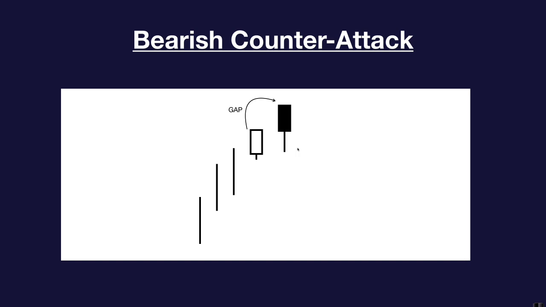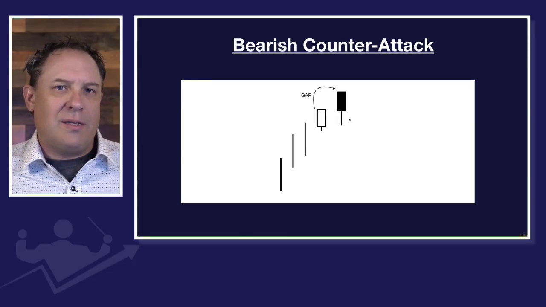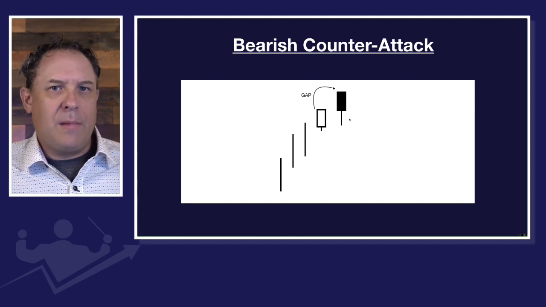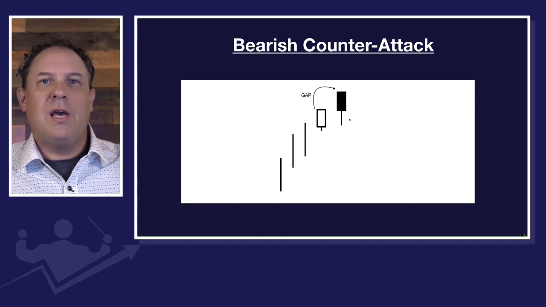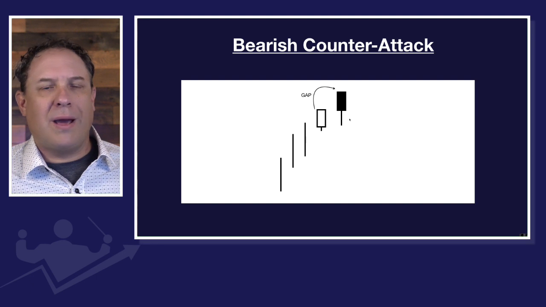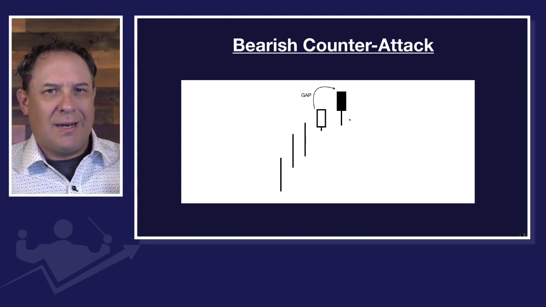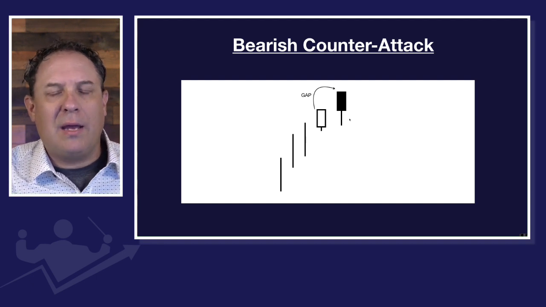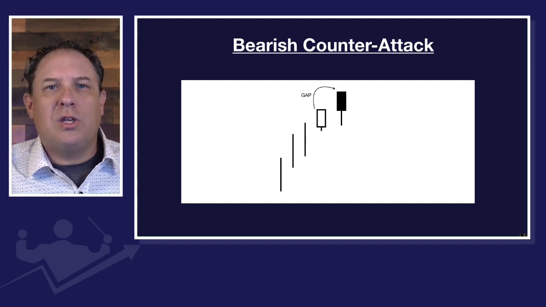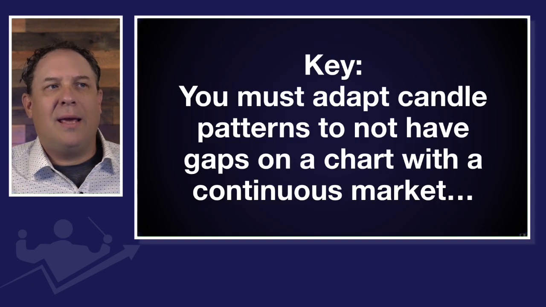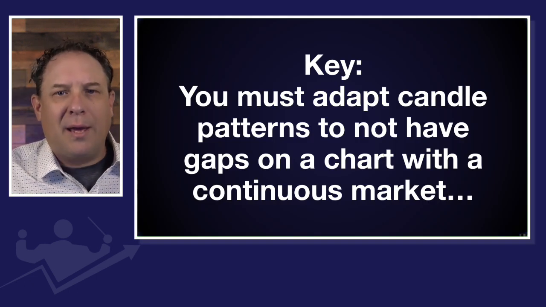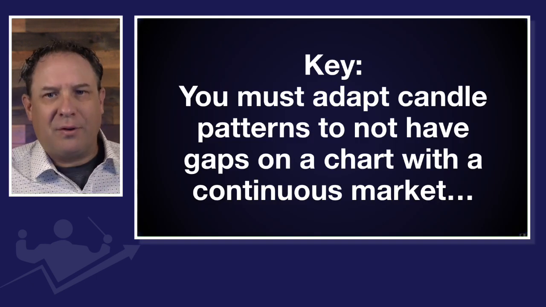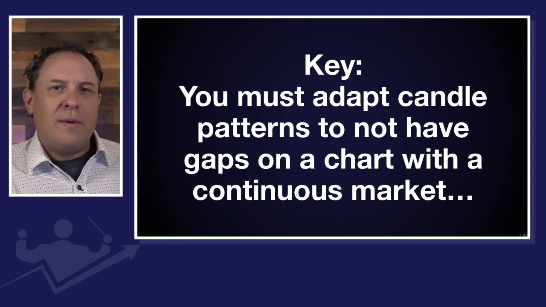And so if we want to solve for this, how do we solve that? Because in a 24-hour market, you don't have a gap. Gaps only happen because the market closed and then it reopens at a higher price or at a lower price. It's the only way that the gap happens. So it's not going to gap more than a tick or two. It's not going to gap between candles if it's a continuous market. So how do we adapt for that? And the answer is we have to adapt our candle patterns so that they don't have gaps on the chart with a continuous market. So let me show you about that.